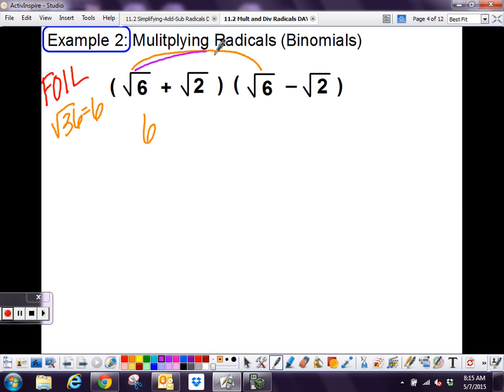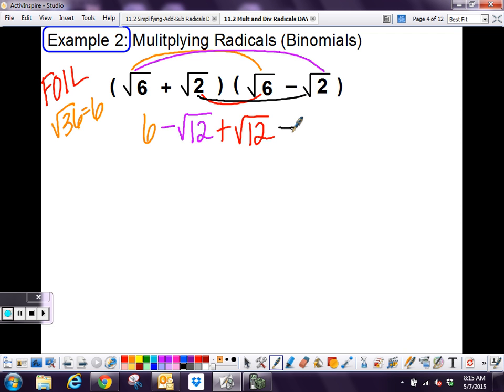Now I'm going to do the outside. So I have the square root of 6 times a negative square root of 2. So that's going to be minus, and I do outside times outside, inside times inside. So it's going to be square root of 12. Now we're going to do the inside. That's a positive square root of 2 times square root of 6. So that's plus the square root of 12. Then I'm going to do the last, square root of 2 times a negative square root of 2.